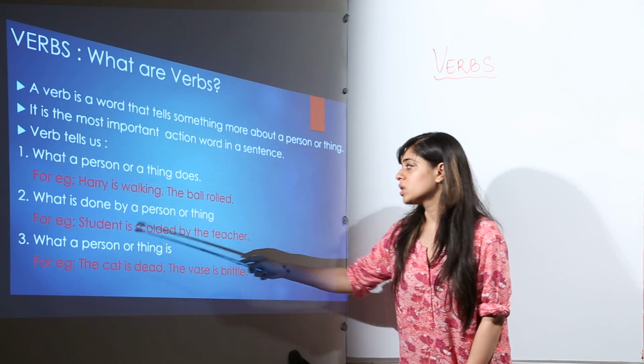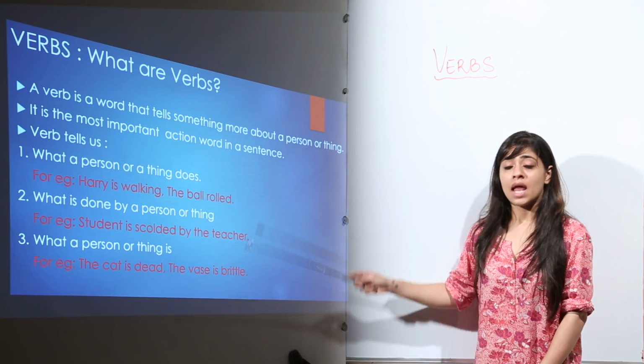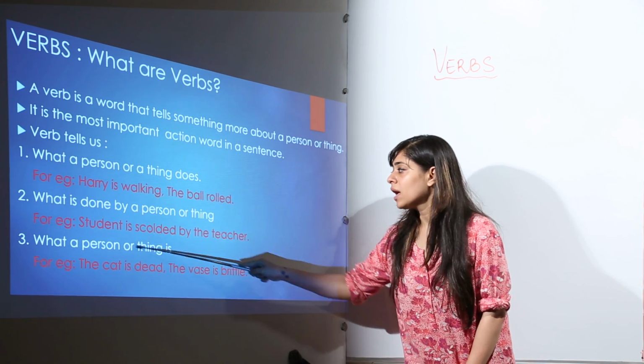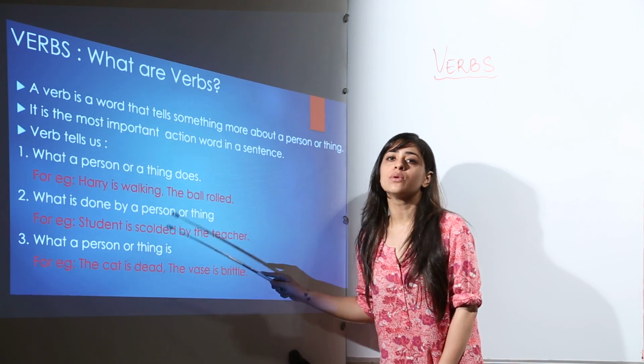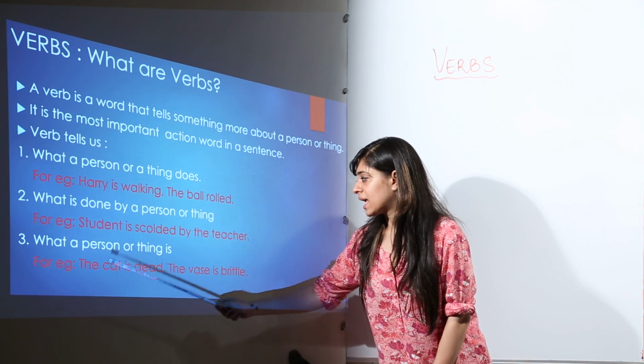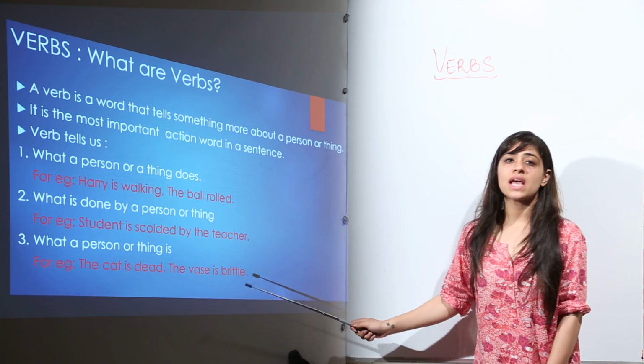For example, the student is scolded by the teacher. Here, in this sentence, scolded is the verb. A verb can also tell what a person or thing is. The cat is dead. The vase is brittle.